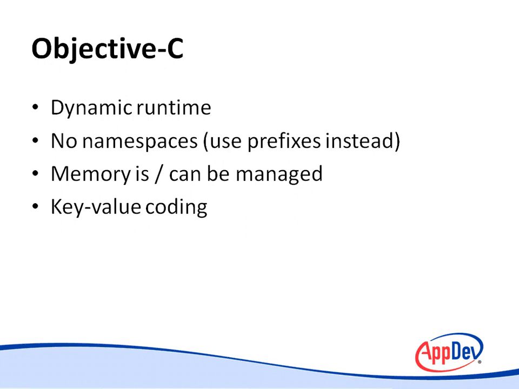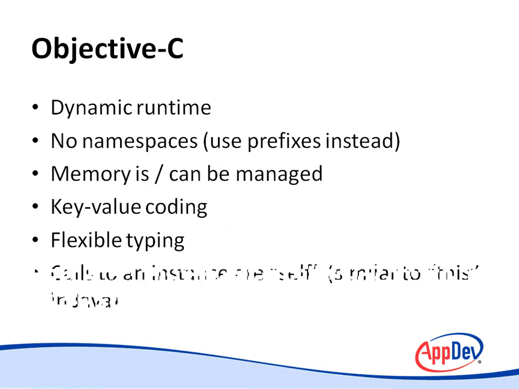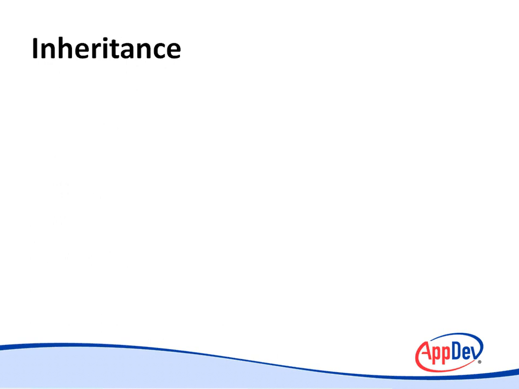So another feature of Objective-C that you'll see a lot is key value coding. And that's used a lot in inter-class communication. Next thing is flexible typing. So you'll be able to cast your variables, and you'll also be able to have an overall type that encompasses all Objective-C classes. Another thing that's unique to Objective-C is calls to the instance of a class are called self. And this is similar to, in Java, you would say this.